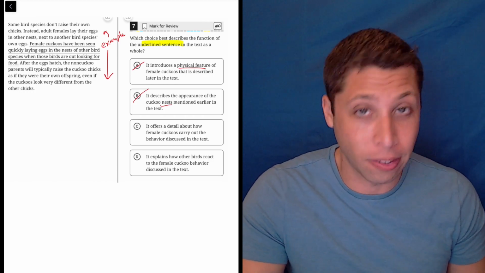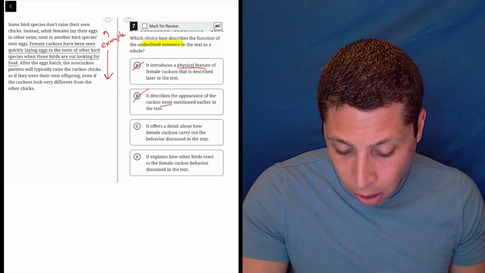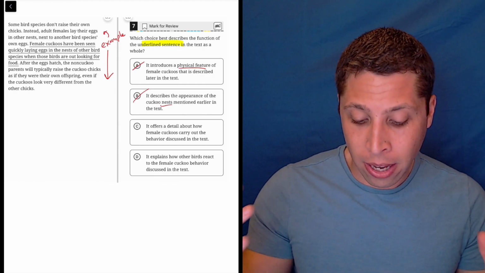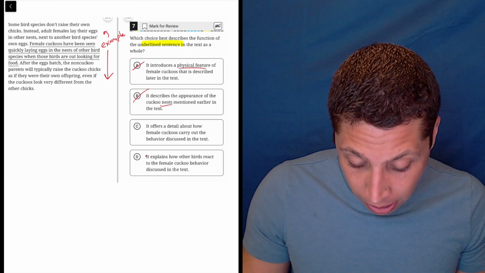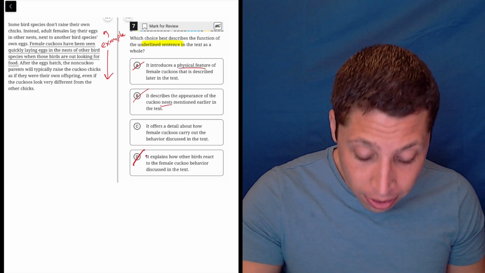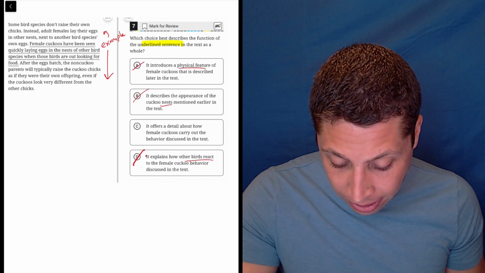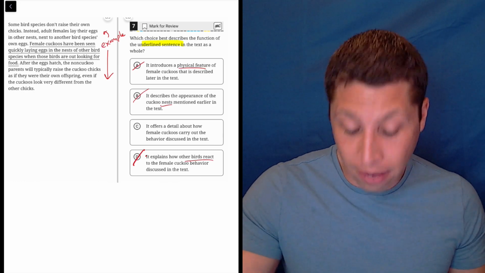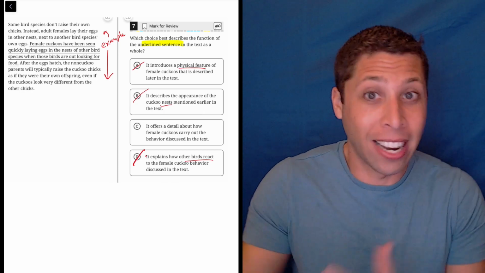So let's just look at D and see if it's any better. It explains how other birds react to the female cuckoo behavior. No, it does not do that. It only talks about the other birds as being away from the nest in that underlined portion. So I guess in the next sentence after the underline, it does talk about how the other birds react, right? It says that they will just raise the chicks as if they were their own. So they react by not realizing it, I guess. So that is a reaction.